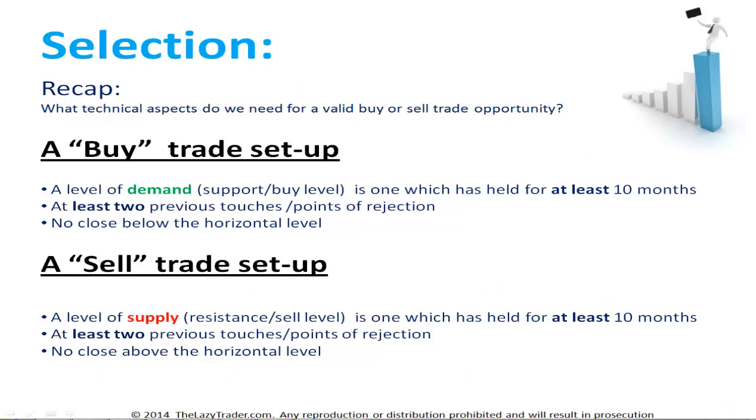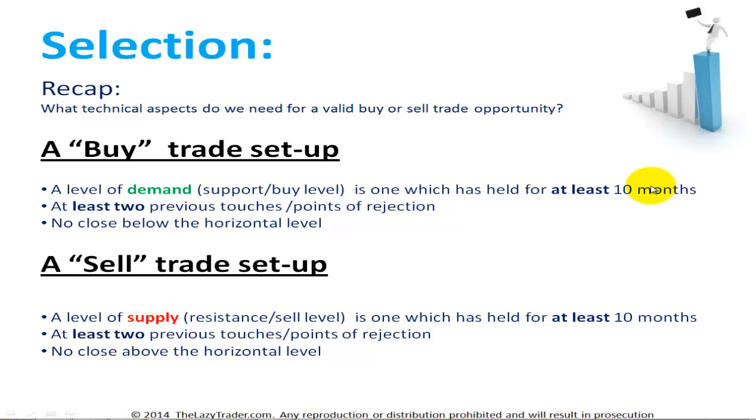And just to recap, in what technical aspects we need for both a buy and a sell setup, well, as you probably guessed, for a buy trade setup, we need a level of demand or support which is held for at least 10 months and has had at least 2 previous tests or points of rejection. But crucially, when I say it's held for 10 months, we do not want a close below the horizontal level, because when that happens, when we get a close of price action below the horizontal level, it means the level is invalid. And so the structure is invalid, so that means the trade is not going to be very high probability in comparison to if the level has held.